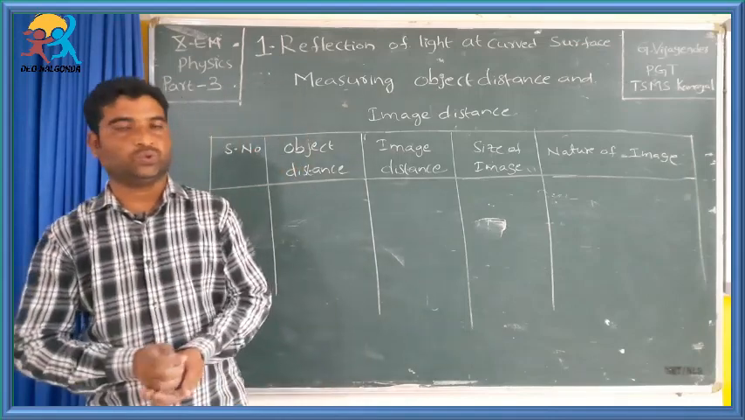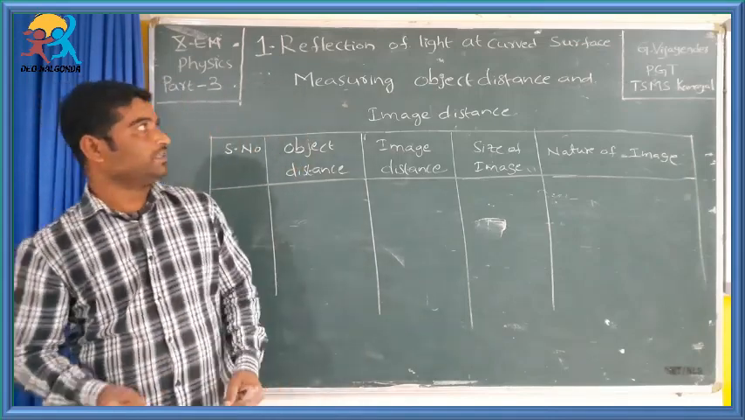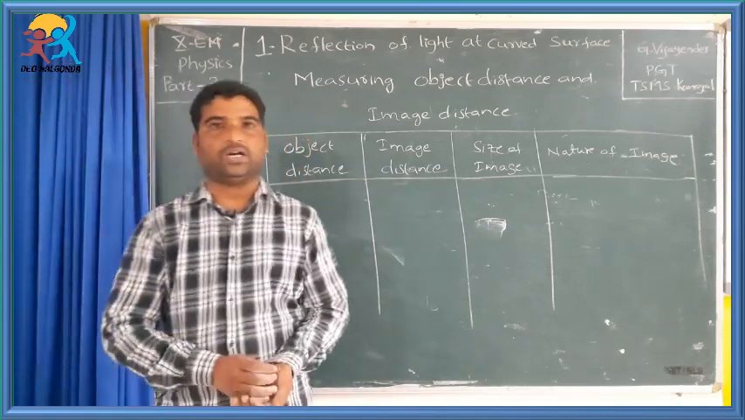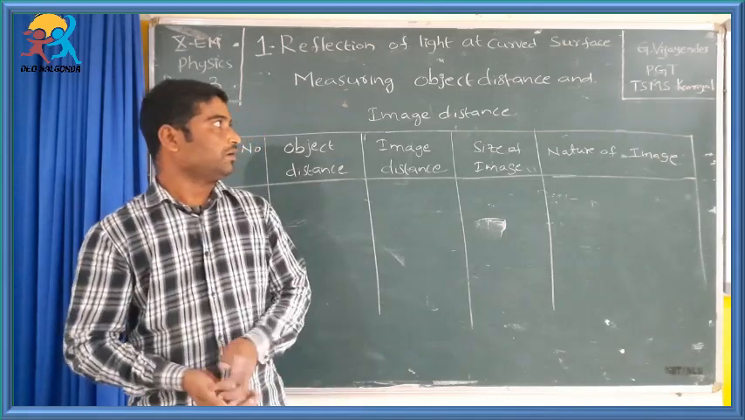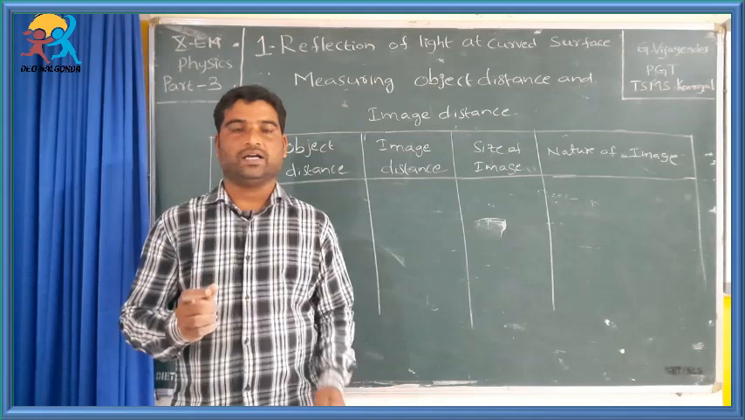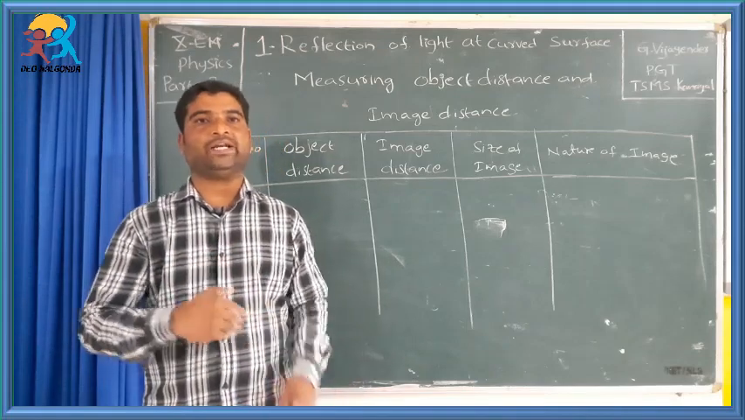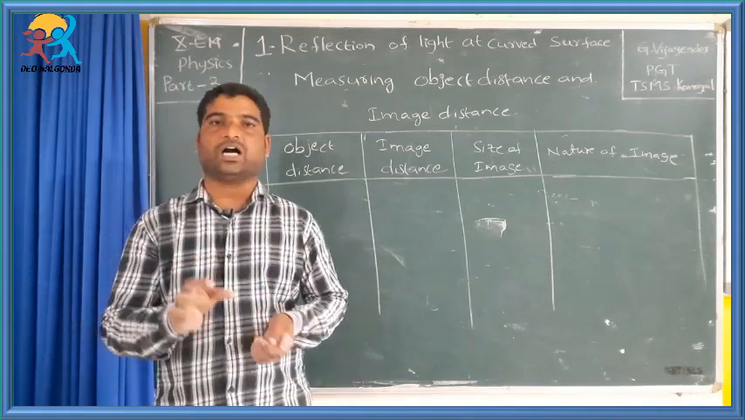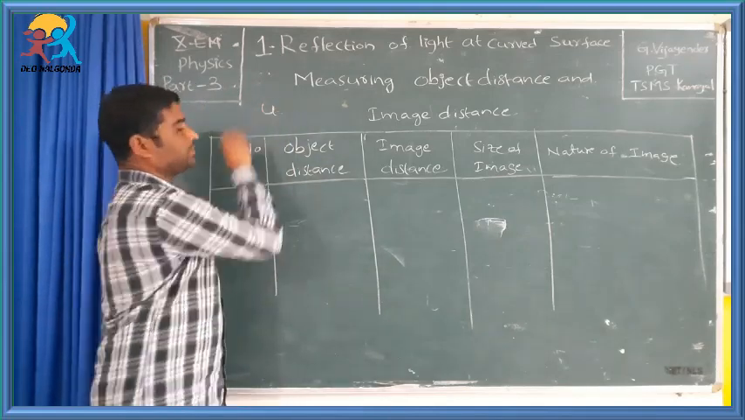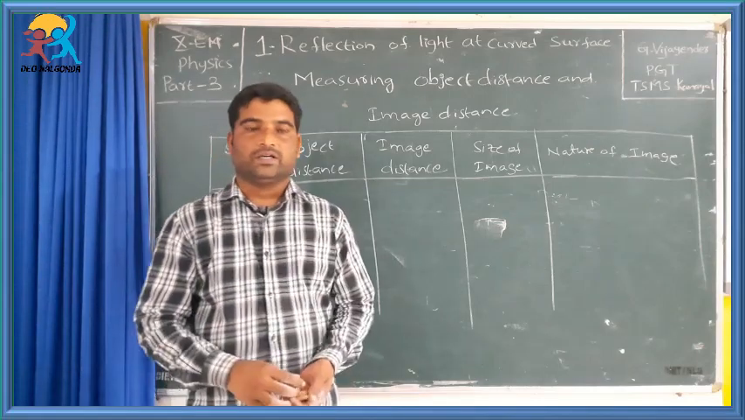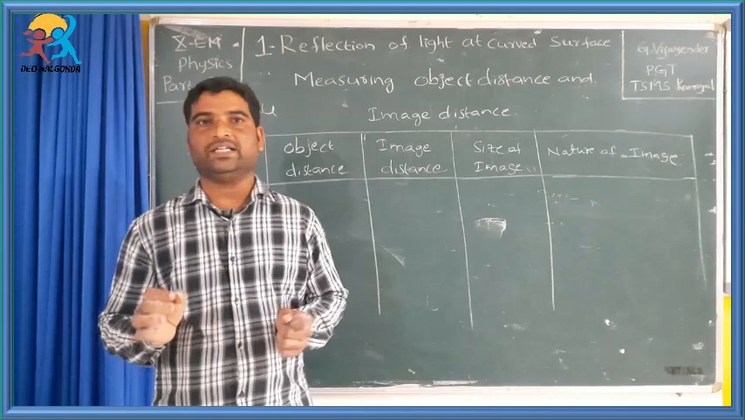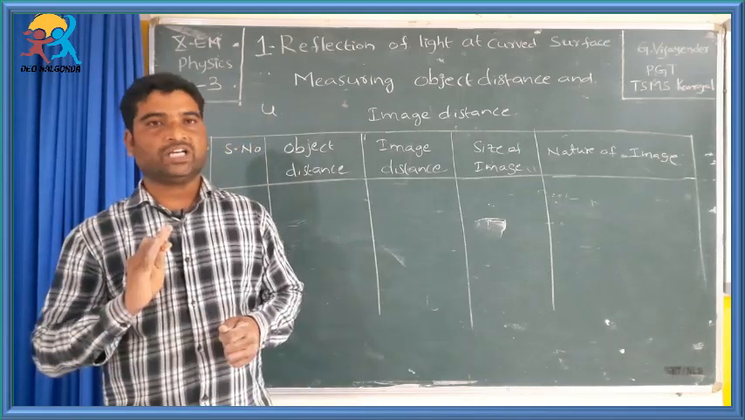In part 2 of the reflection of light at curved surfaces, we have seen the sign convention: how to measure what the object distance and image distance are. The distance between the pole and the object is called the object distance, denoted by U. The distance between the pole and the image is called the image distance, denoted by V.